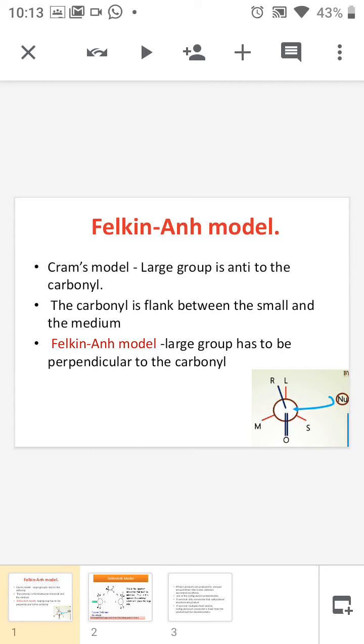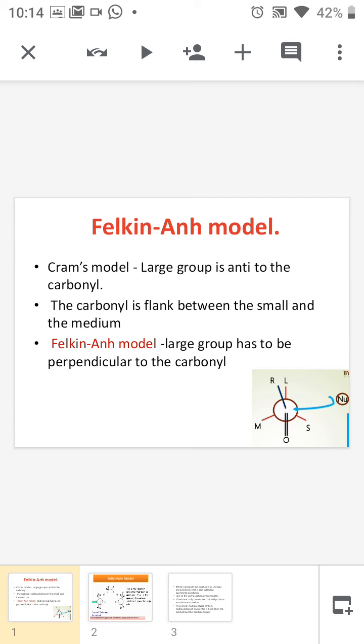Here we can see that I have represented the large group as L, and which is perpendicular to the carbonyl group. So the carbonyl group is flanked in between the small and the medium group. But here we can see that a steric hindrance is existing between the large group and the R group. So in order to avoid this steric hindrance, the scientists proposed the new model, that is the Felkin Ahn model.